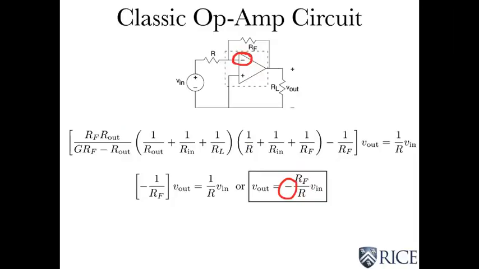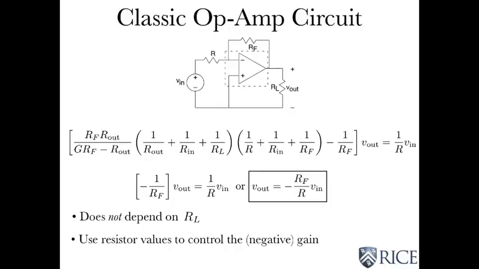Okay, so there's another thing to point out, that this result does not depend on RL. So again, it's only these two resistors that determine the gain, and those two values control the negative gain of the inverting amplifier. Now, you may not like the fact that it inverts, that it negates, and I'll show you a little bit later how you can fix that. Turns out to be pretty easy.